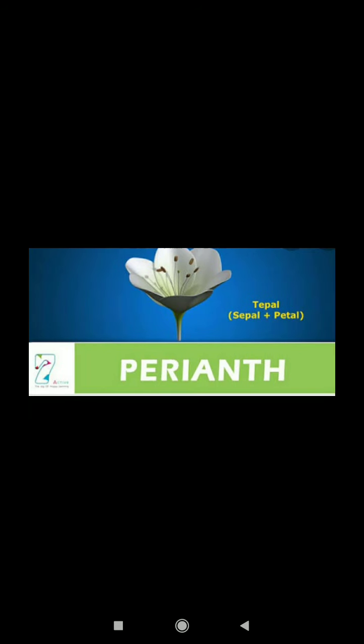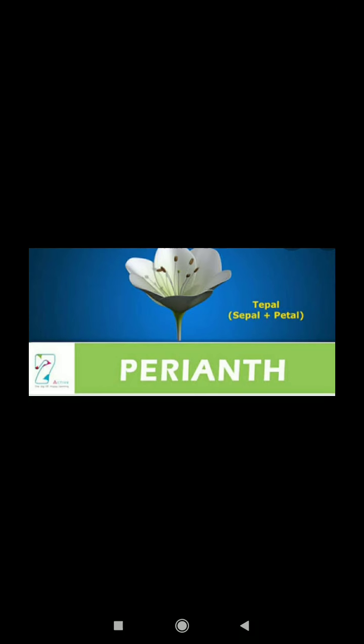That is perianth. So perianth is a flower structure which consists of both sepals and petals in a combined structure. These are called tepals, and together they are collectively called perianth. Here in this image you can see sepal plus petal gives tepal, and many tepals are collectively called perianth.